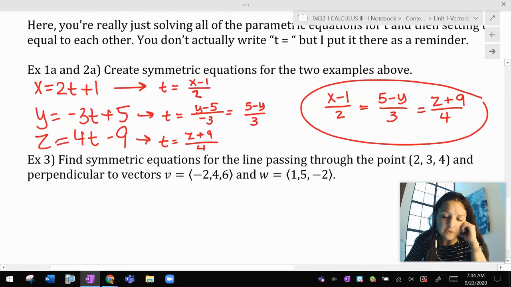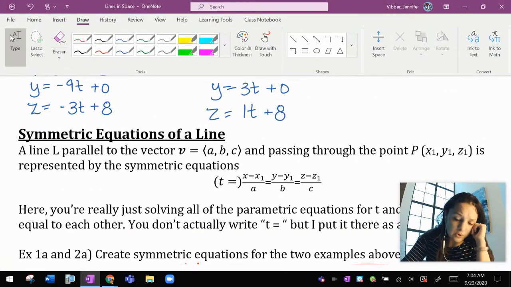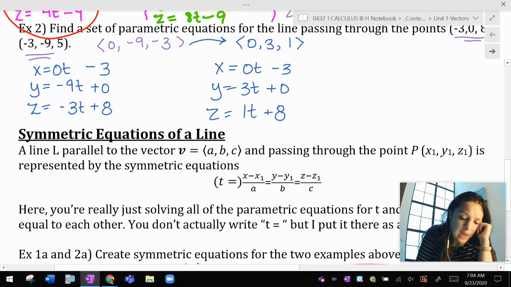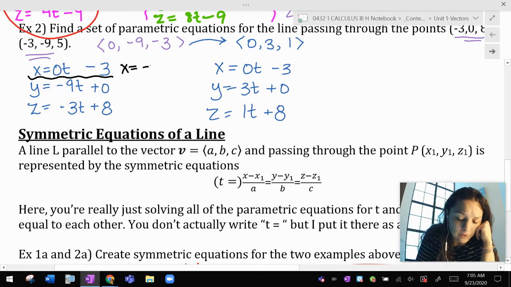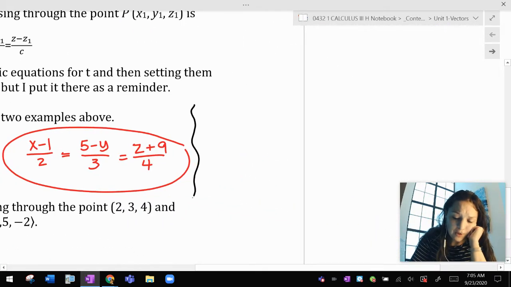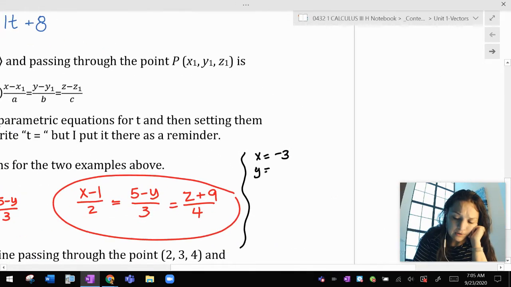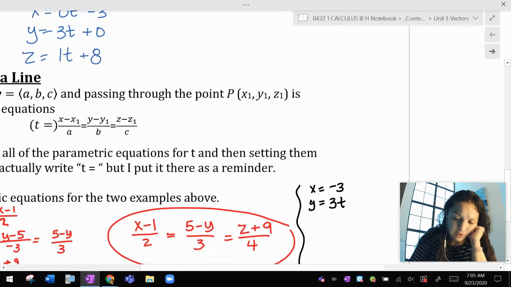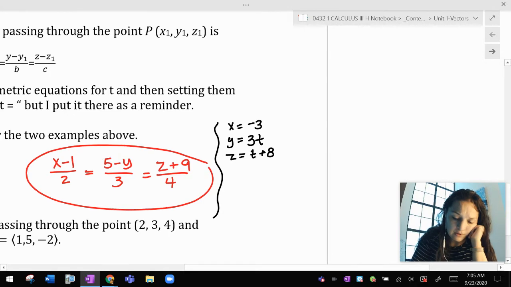Now, it's said to do this for the 2 examples above, and there's a reason I said for the 2 examples above, because something seriously funky happens when I look at this one. If I take this equation right here, I just left it as 0t minus 3. Really, that becomes x equals -3. And if I try to rewrite that in symmetric form, I have x equals -3. What were the other ones there? y equals 3t, and z equals t plus 8. Right? Right.